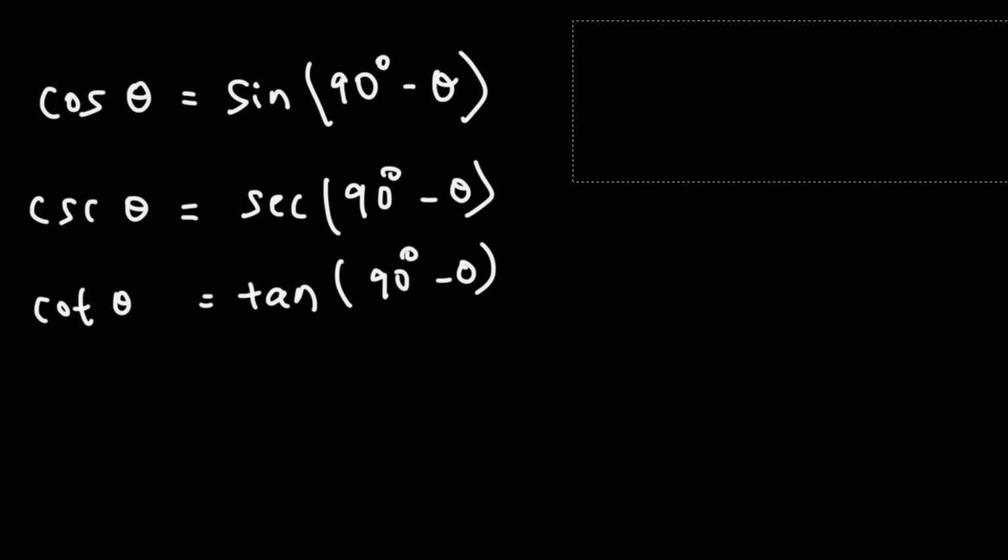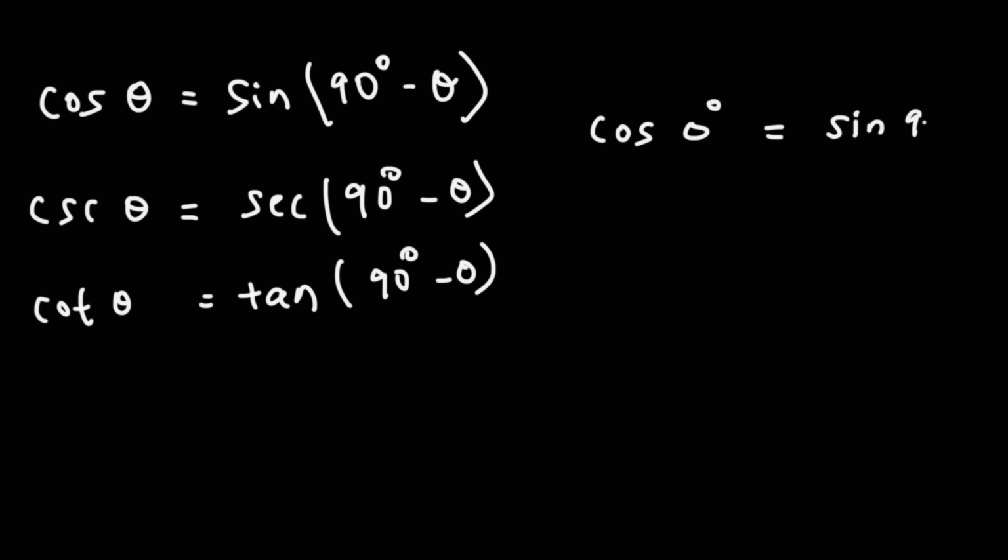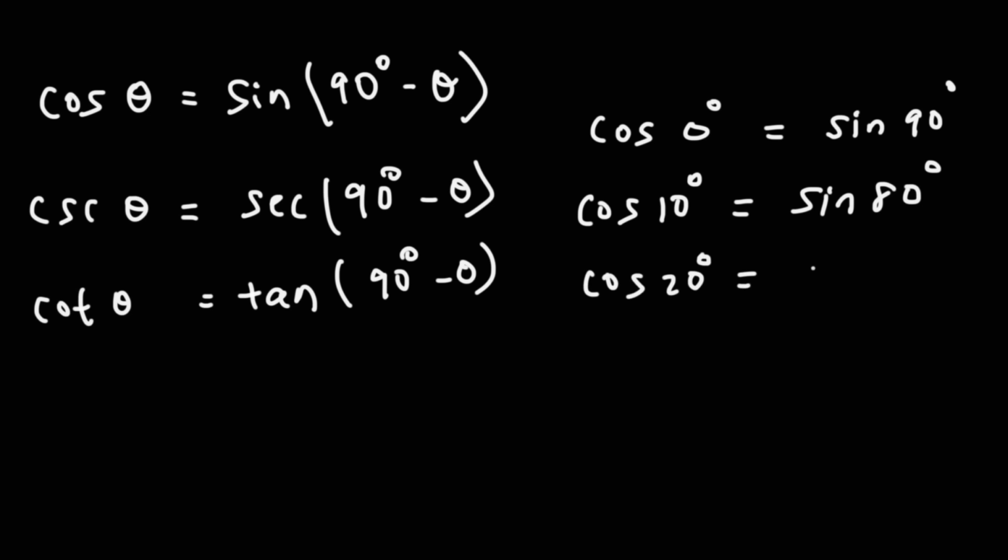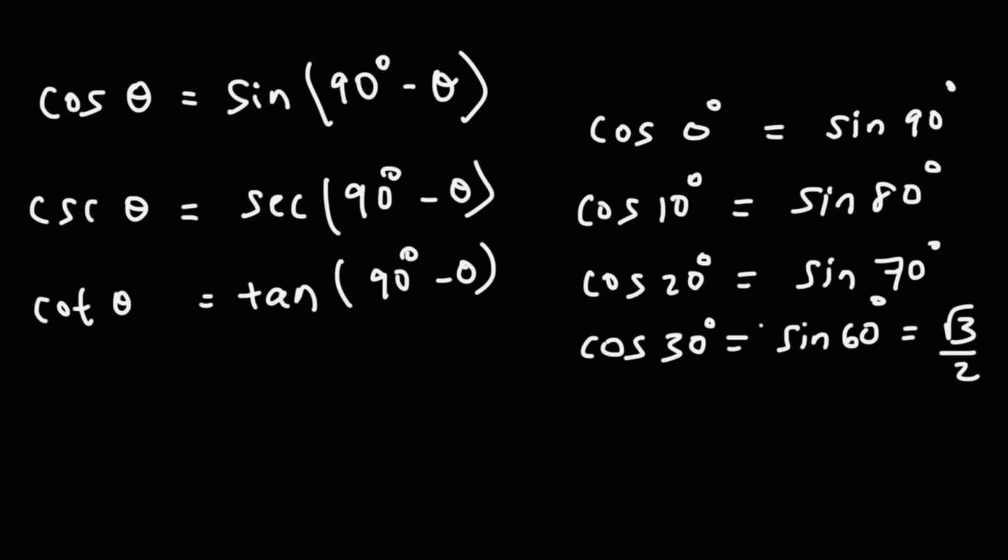Now let's talk about how this works and what it means. Whenever the 2 angles of cosine and sine add up to 90, the 2 functions will be equivalent. So cosine of 0 degrees is equal to sine 90. Both of these are equal to 1. Cosine of 10 degrees is equal to sine of 80 degrees. 10 plus 80 is 90. Cosine of 20 is equal to sine of 70. Cosine of 30 is equal to sine of 60. And both of these are equal to the square root of 3 over 2.